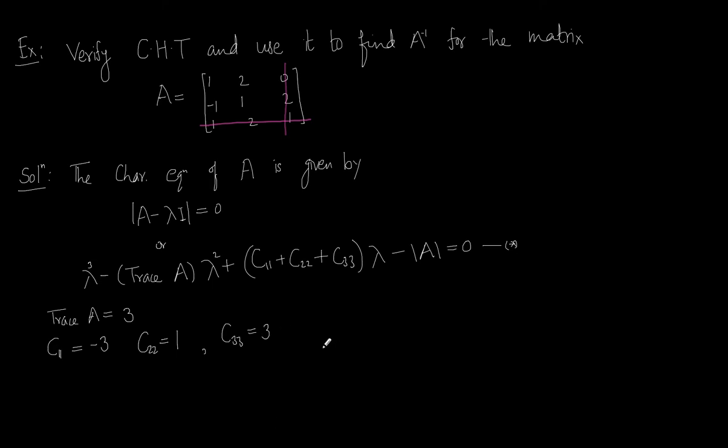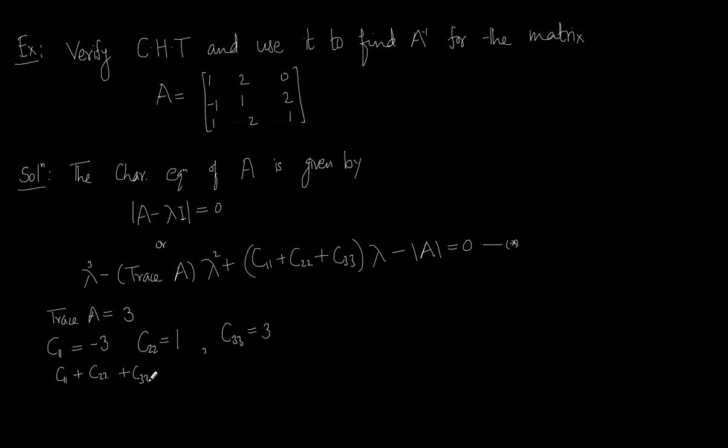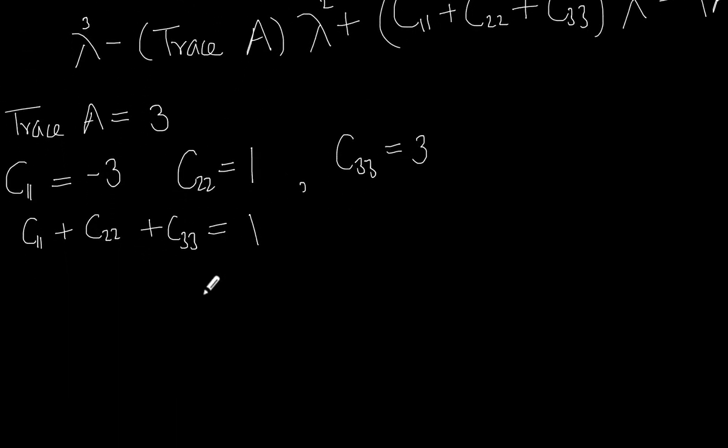So let us add them to find the sum of the cofactors of the diagonal entries. It comes out to be -3 plus 1 plus 3, which will be 1. Now we will find the determinant of A.